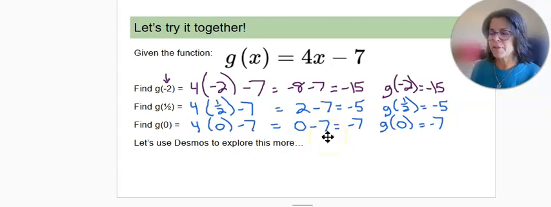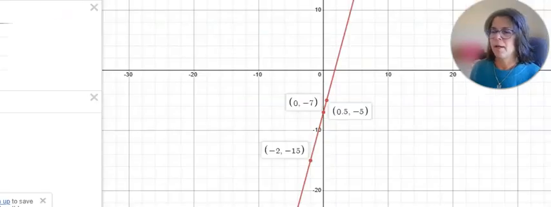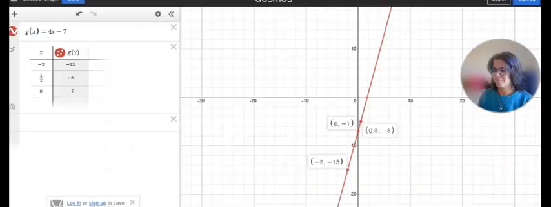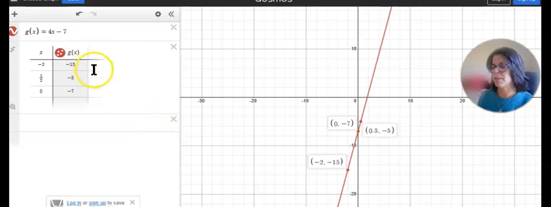Let's take a look at how this looks in Desmos. If you look at Desmos, I've gone ahead and put this in. g of x equals 4x minus 7. It graphs the line, and then I asked Desmos using a table for what happens when x is -2, 1/2, and 0. And you'll notice that we get the same answers.